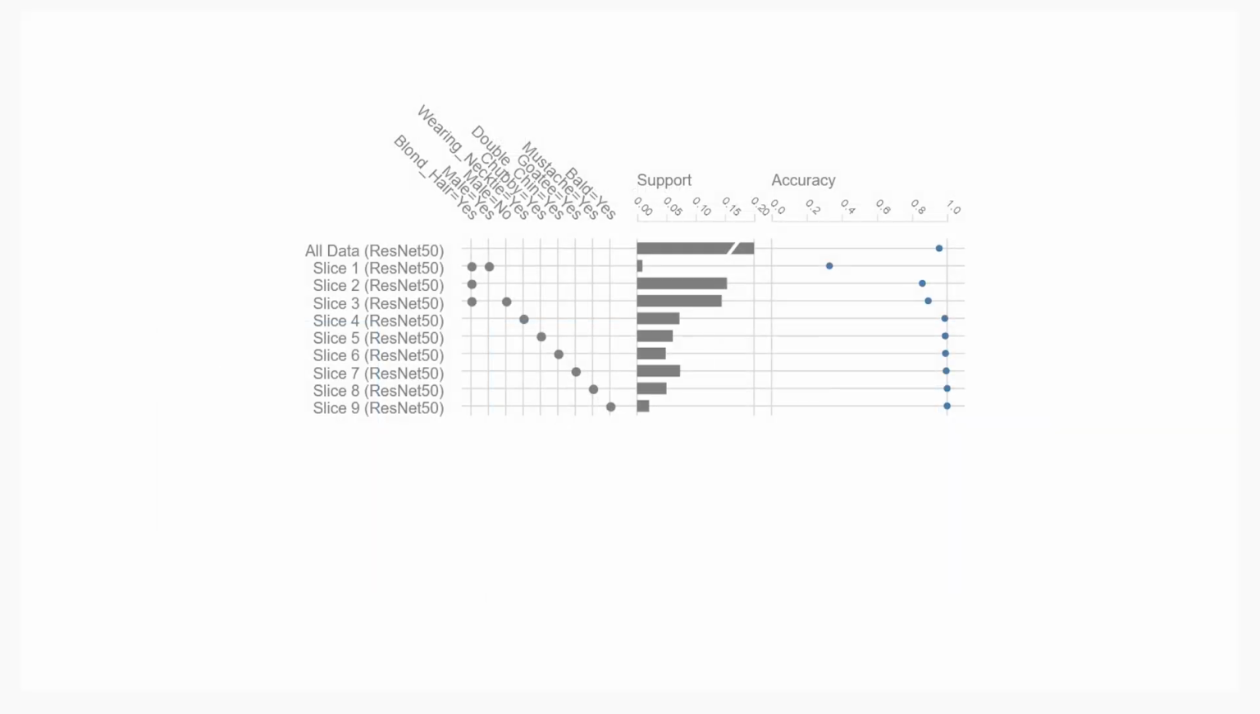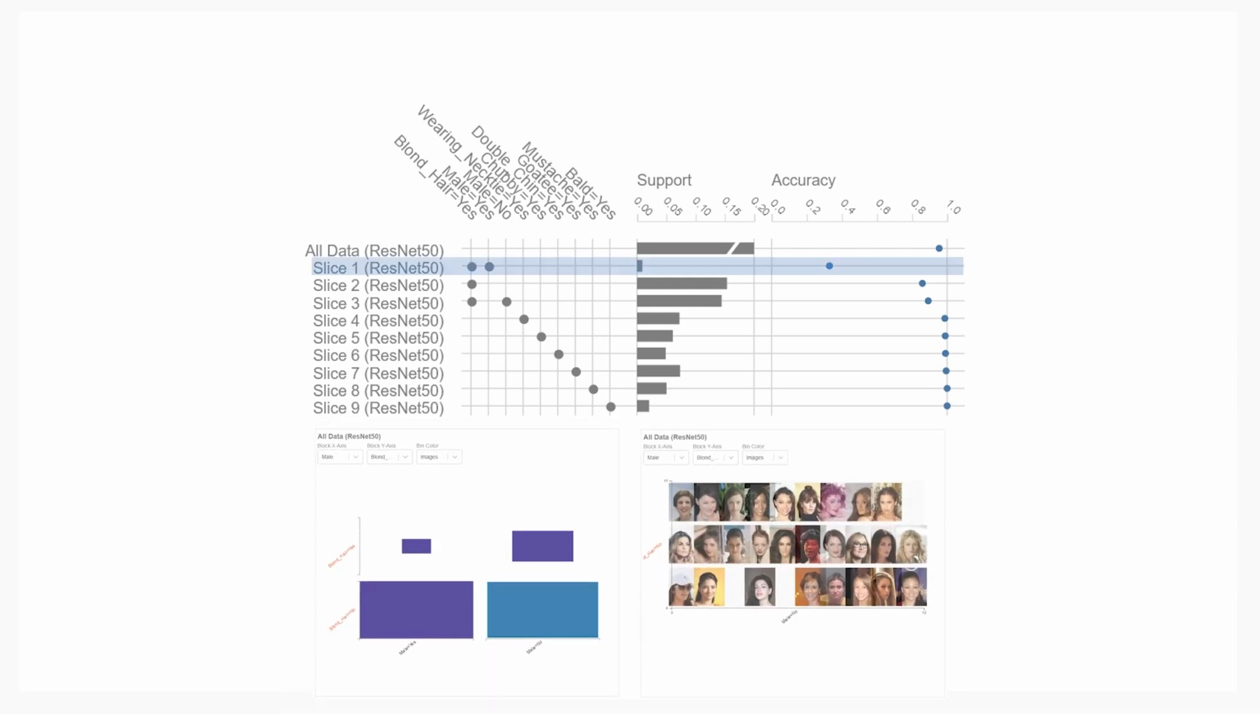The main component is the slice matrix, a representation that summarizes problematic data slices. In the slice matrix, rows represent data slices, and columns represent one-hot encoded slice descriptions. Slice metrics are shown for every data slice. When users select a data slice, data distributions are shown for both tabular and image data.